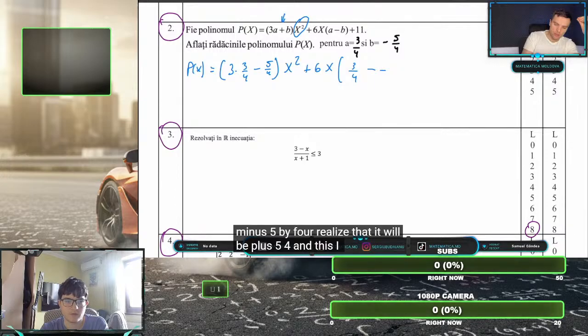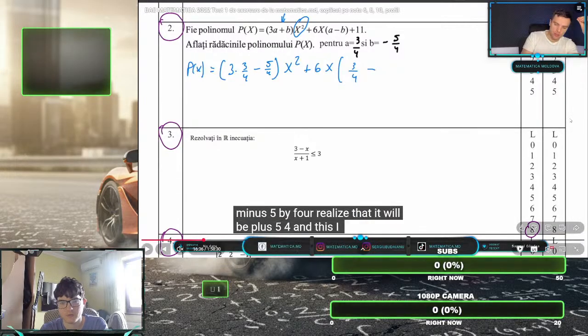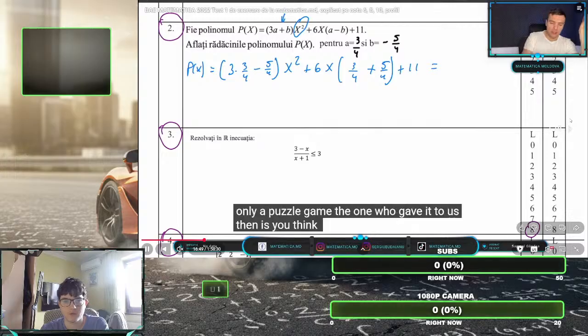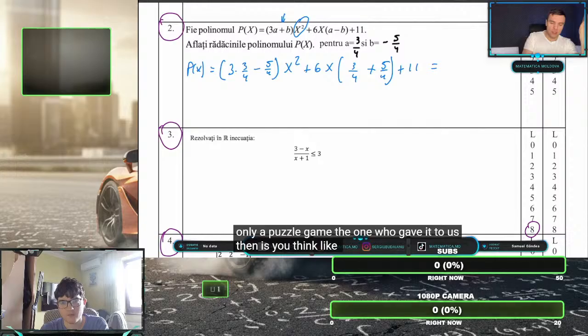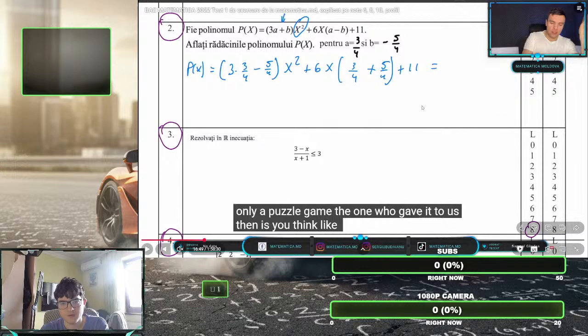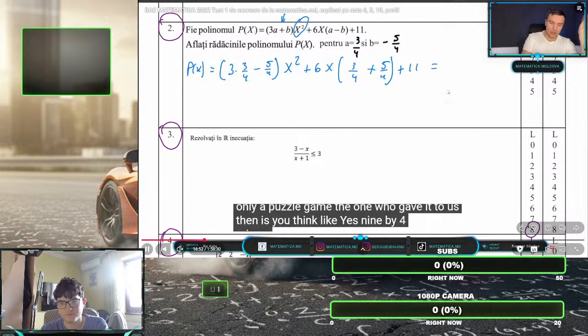If you try to calculate on the left there, 3 times 3 divided by 4, that's gonna be 9 divided by 4 at the top. So you have 9 divided by 4 minus 5 divided by 4, and that's 4 divided by 4, and that's exactly 1. So you can forget about that first part. So let's move on like that. Alright, so 3 divided by 4 plus 5 divided by 4, that's exactly 8 divided by 4, which is exactly 2. So it's gonna be 2 times 6, that's 12x plus 11. So it's quite easy right here.